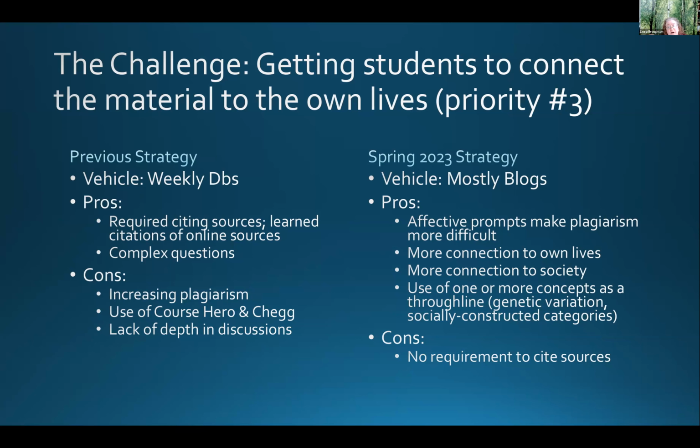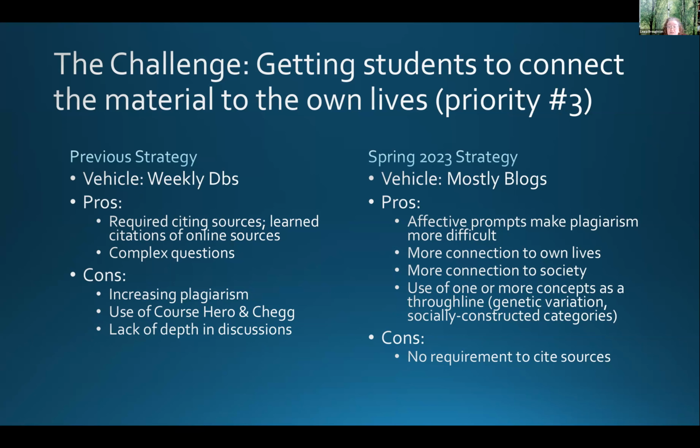I've also decided to use one or two large concepts from week to week to connect the material. So even though we might be talking about genetics one week and evolution the next week and ecology several weeks later, I can still pick out a concept that you will find in all three. For example, in this particular class, the two major ones are genetic variation, what is it and why is it important, and the other one is socially constructed categories.